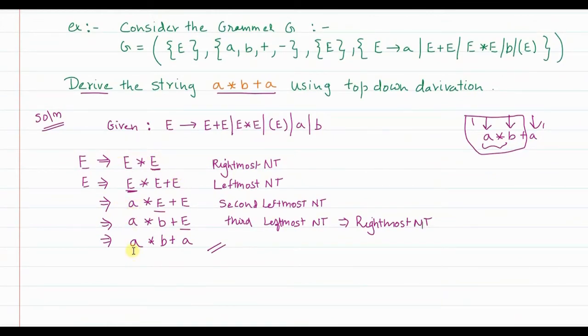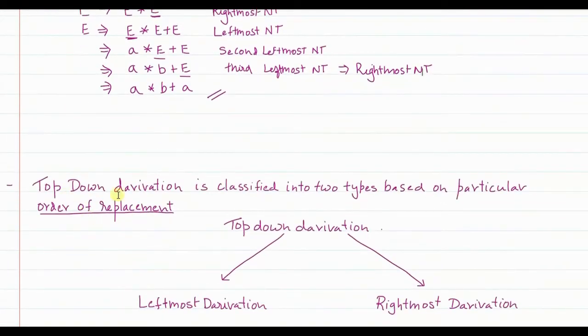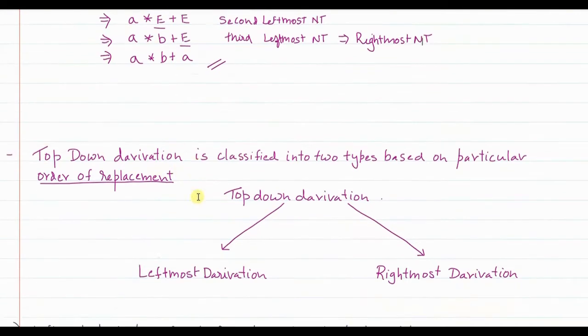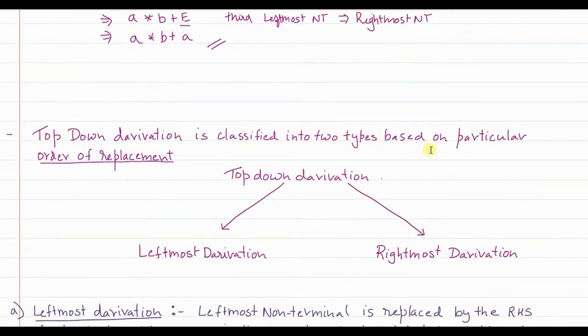However, in ALC, whenever we talk about context-free grammars, the top-down derivation that we have just seen is basically classified into two types based on a particular order of replacement. Either you have something called leftmost derivation, wherein the very first thing you need to do is replace whichever is the leftmost non-terminal. Then the next leftmost, replace. Then the next leftmost you replace and go on replacing till you reach the rightmost point. That's called leftmost derivation.